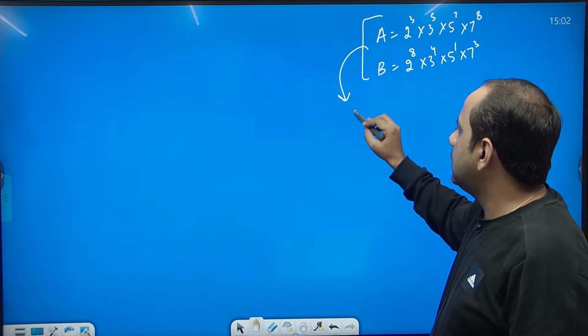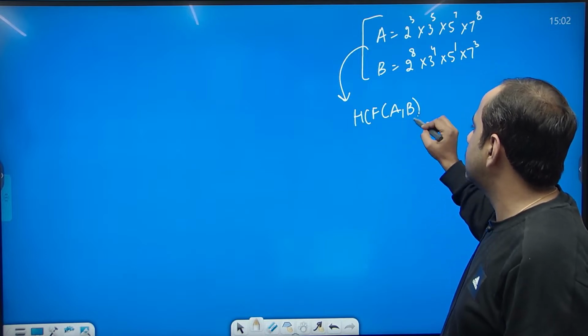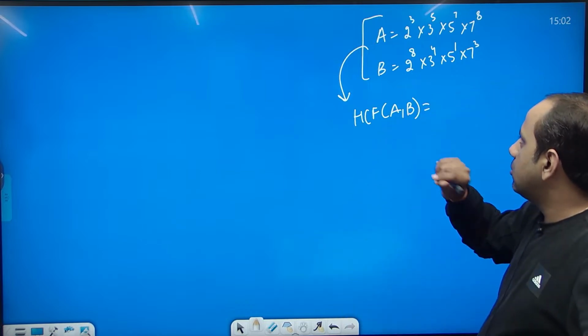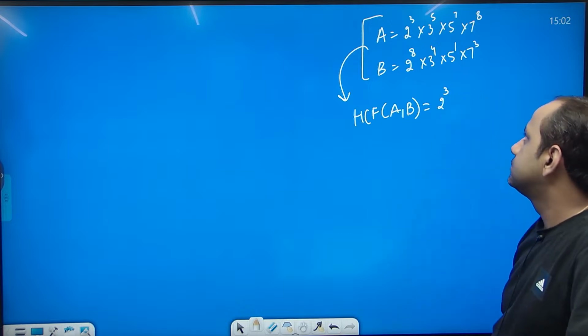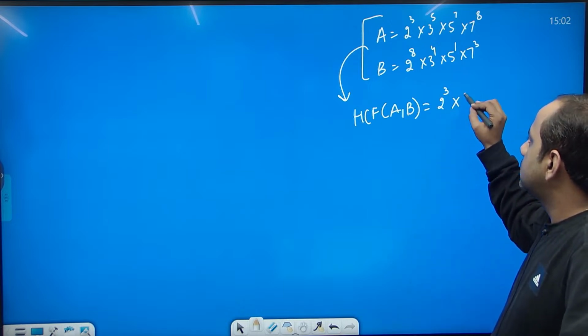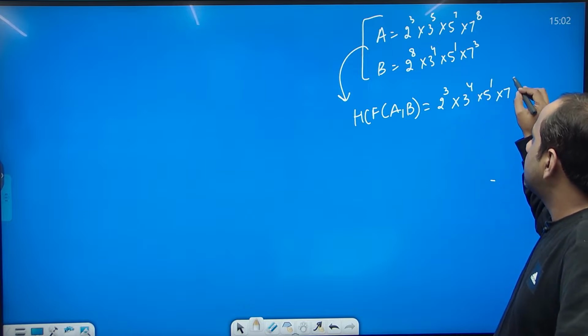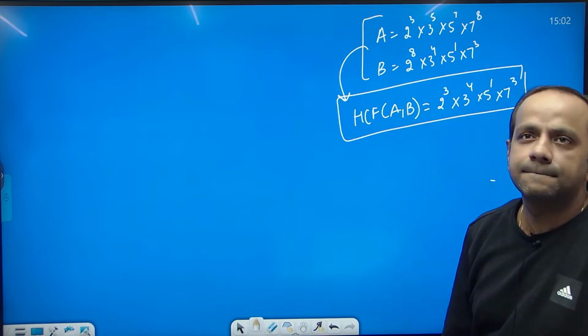I need to take HCF of A and B. So can you tell me what will be the HCF of A and B? HCF means highest common factor. So what can be taken common out of these two? 2 to the power 3, 3 to the power 4, 5 to the power 1, and 7 to the power 3. So this is the HCF.